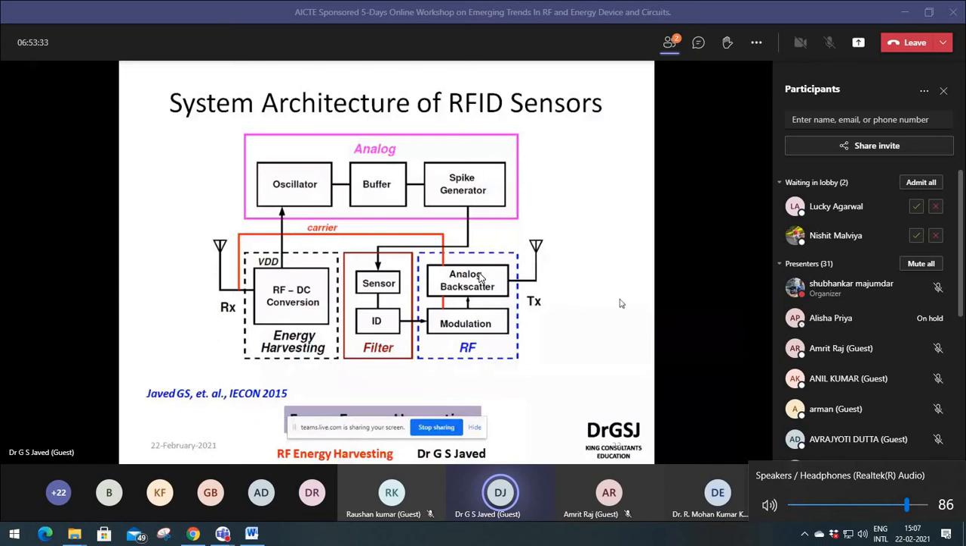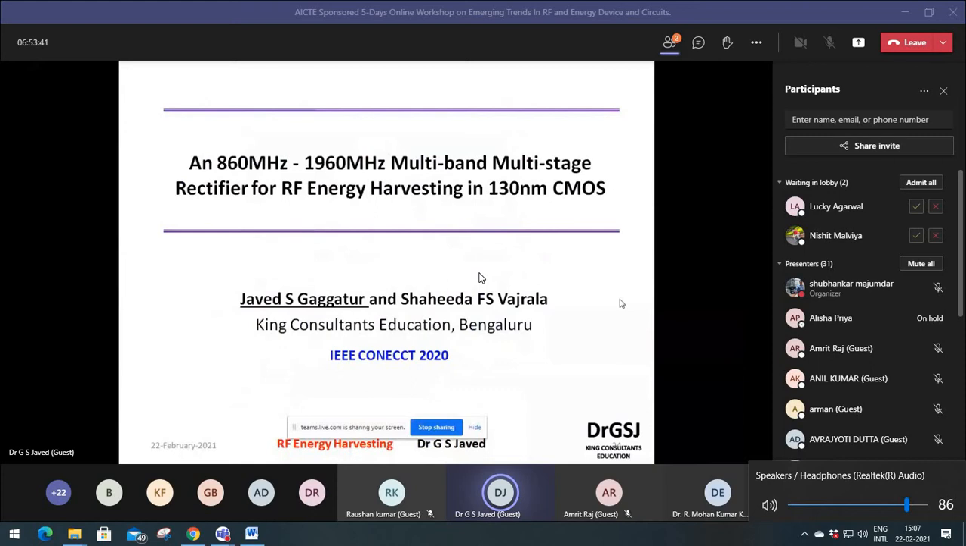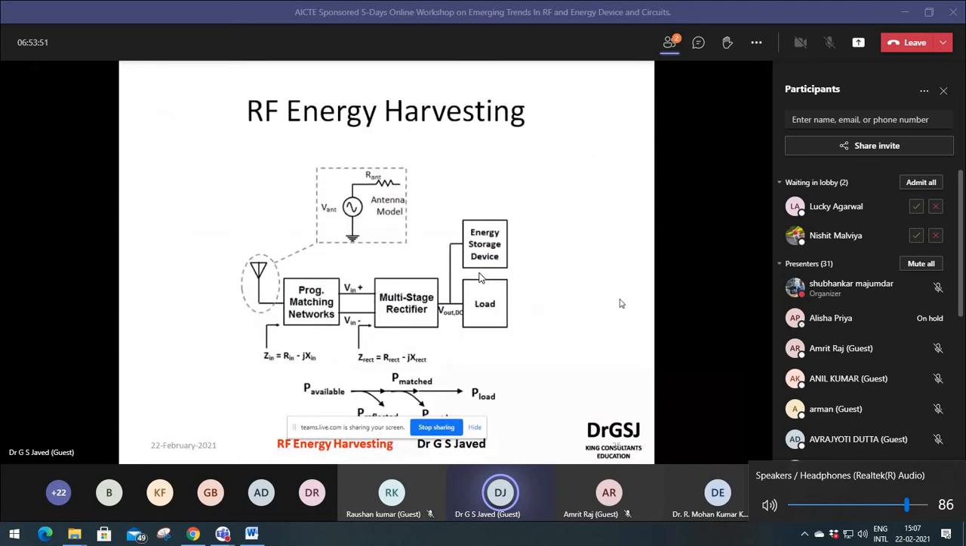So this was the system architecture for the RFID sensors. Now let us focus on the energy harvesting portion. So this is one work which we presented at IEEE CONECCT 2020, where we used a multi-band, multi-stage rectifier and implemented this in the 130 nanometer technology.